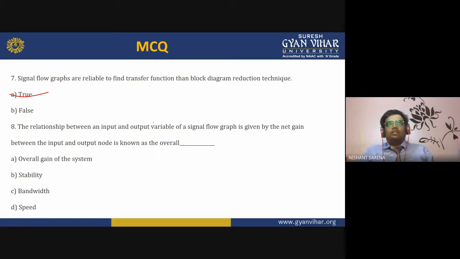Next question: the relationship between the input and output variable of a signal flow graph is given by the net gain between the input and output nodes, known as the overall what? Gain, stability, bandwidth, or speed? We know that the relationship between input and output is nothing but a gain. So if we reduce the signal flow graph and use the Mason's gain formula, we get the overall gain of the system.